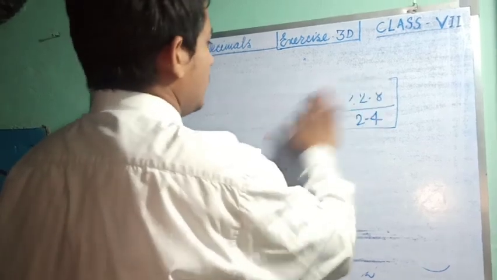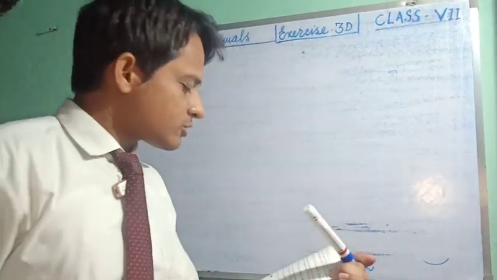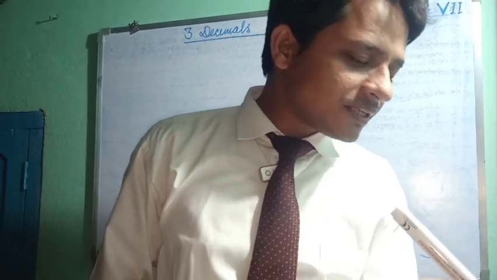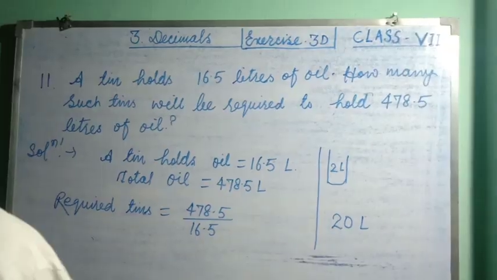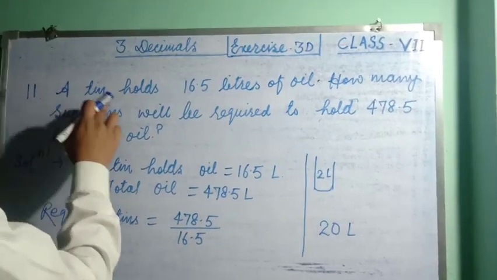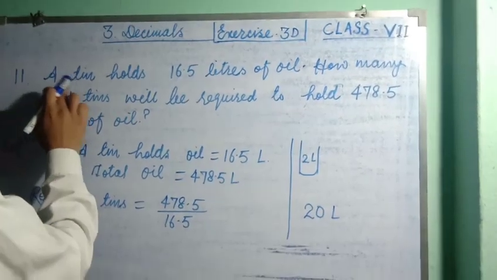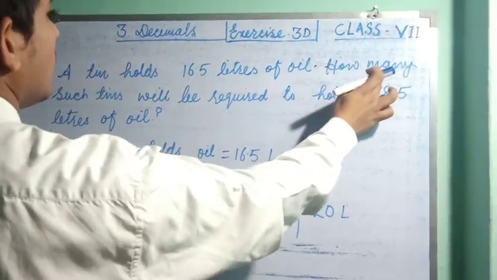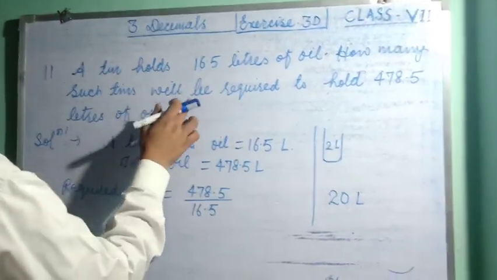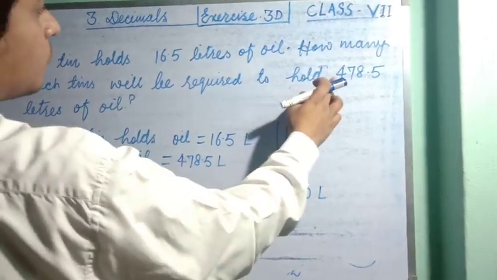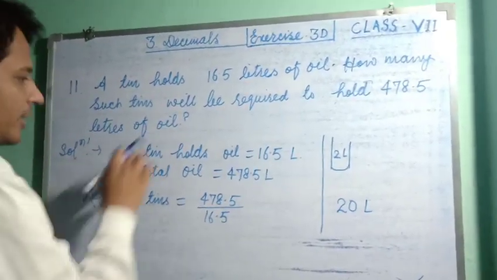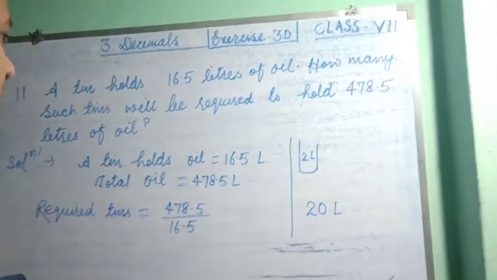Okay, now next question number 11. A tin holds 16.5 liters of oil. How many such tins will be required to hold 478.5 liters of oil? See, it's a very simple question.